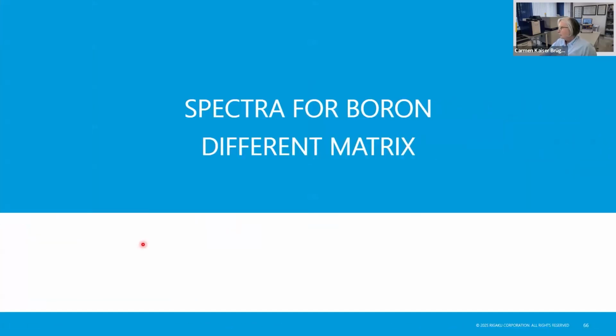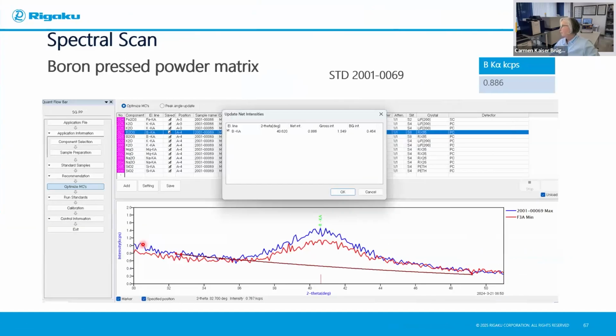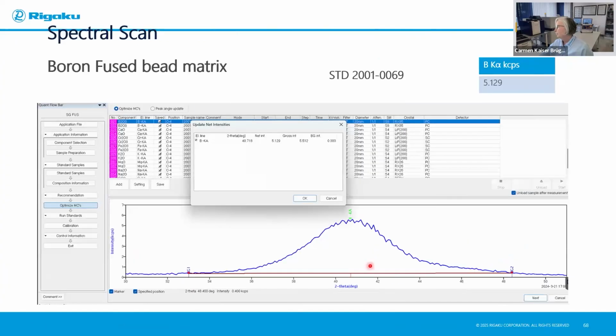Okay, so let's look a little bit deeper into boron with different matrices. Here we have an example of the kind of spectra that we could get for a pressed powder, and the kind of background fitting that we would get. Of course, because boron is a very light element, we will get a very wide peak, with a nice background fitting. Our software also has the ability to apply this kind of background fitting.